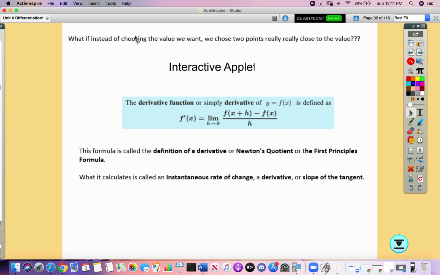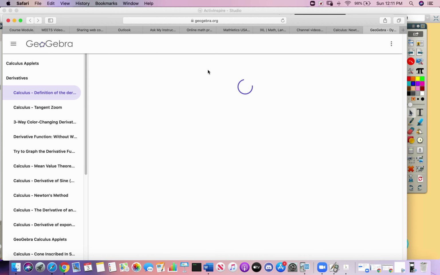So what if, because we already talked about how difficult it is to calculate slope if you only have 1 point versus 2 points, what if we chose 2 points that are really ridiculously close together and extremely close to the value? So that's what this little applet that I'm going to show you does.